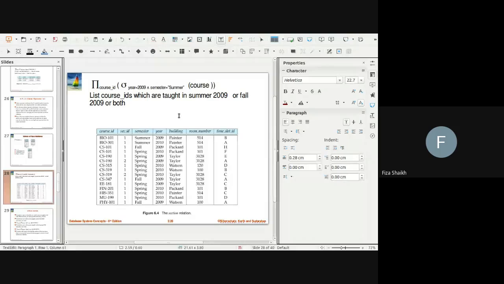Where should I pass this condition, ma'am? Okay, fall 2009, then again we have to perform an AND. Like again we have to pass semester equal to fall. Or we give semester equal to summer and fall in double quotes like that?